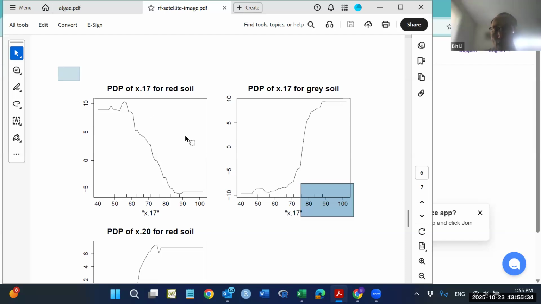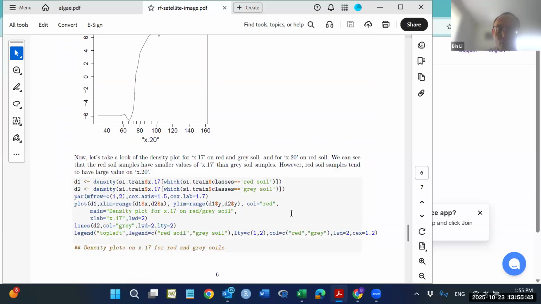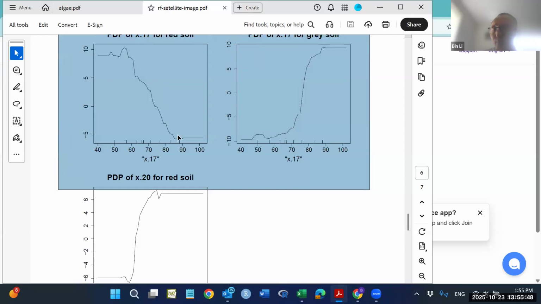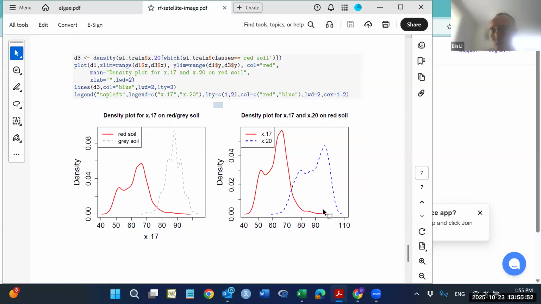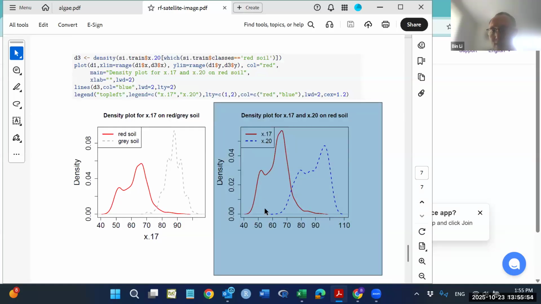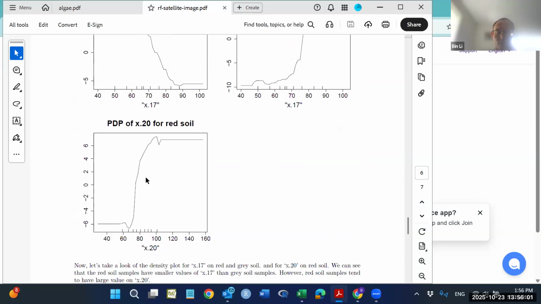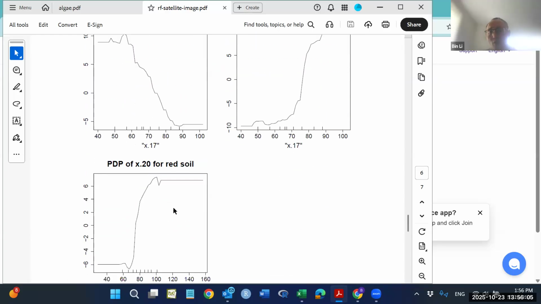So that partial dependence plot does agree with the facts from the data. Okay, and the next one is to check for the red soil whether X17 and X20 behave differently, and that also agrees. You can see for the red soil, X17 has a low reading compared to X20. So that's why X20 is this shape, and X17 is this for the red soil.